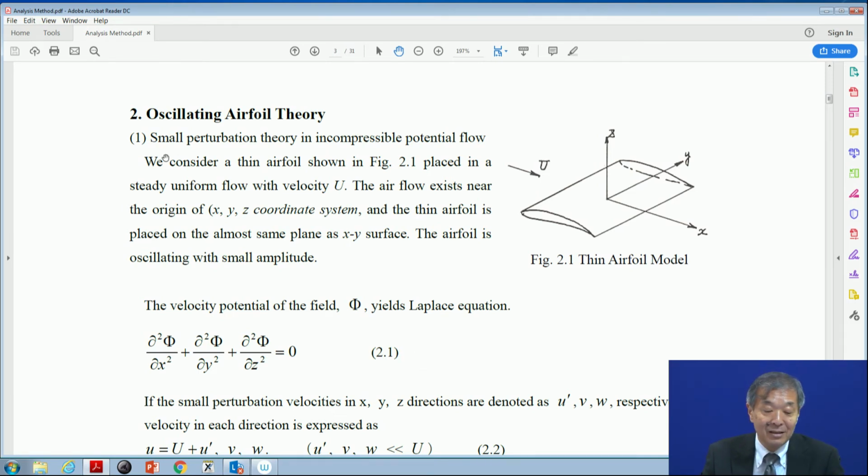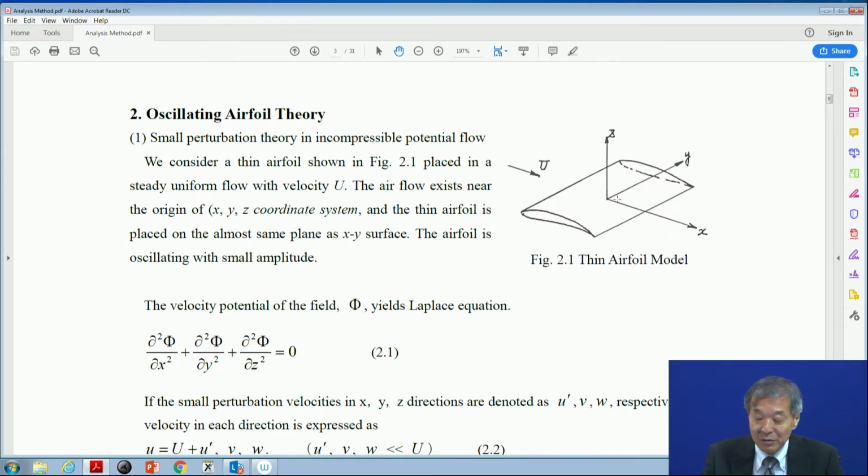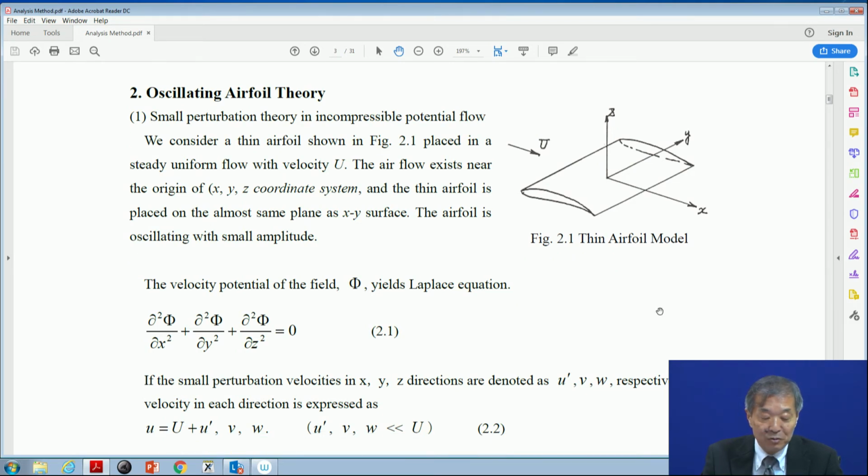The first one is small perturbation theory in incompressible potential flow. So this is a thin airfoil model in a three-dimensional field. We consider a thin airfoil shown in figure 2.1 placed in a steady uniform flow with velocity U. The airfoil exists near the origin of the XYZ coordinate system, and the thin airfoil is placed on almost the same plane as the XY surface. The airfoil is oscillating with small amplitude. That is a description of this theory model.